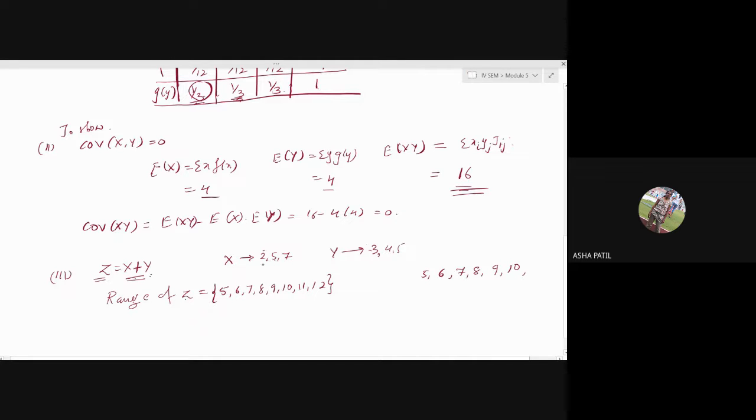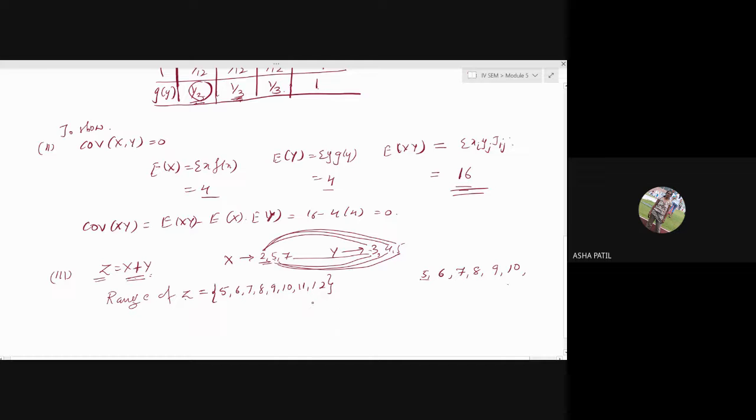Take 2 and add 3, you get 5. Then 2 plus 4 gives 6. Then 2 plus 5. Then go for the next value: 5 plus 3, 5 plus 4, 5 plus 5. So take all the possibilities and add them all. These are the values that z will take.